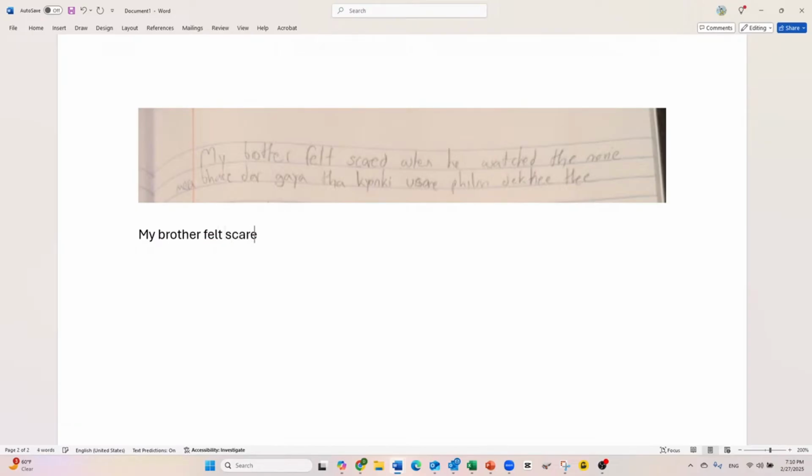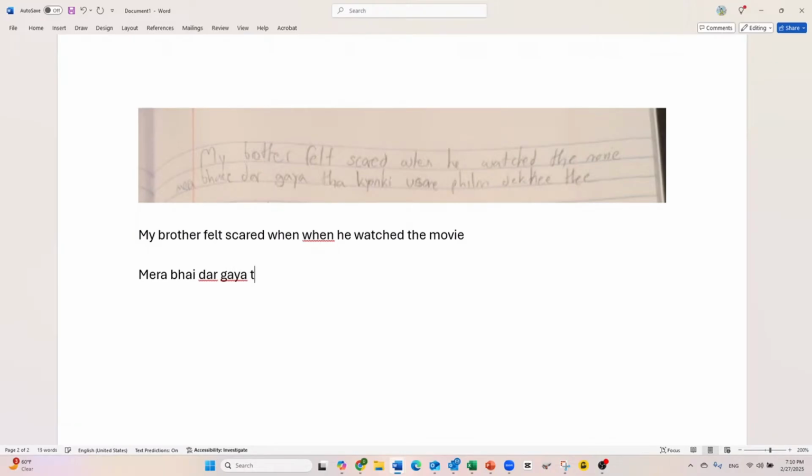So read the sentence for me. My brother felt scared when he watched the movie. Wait, do I read the Hindi part too? Okay. So yeah, read the Hindi part. मेरा भाई डर गया था क्योंकि उसने फिल्म देखी थी.